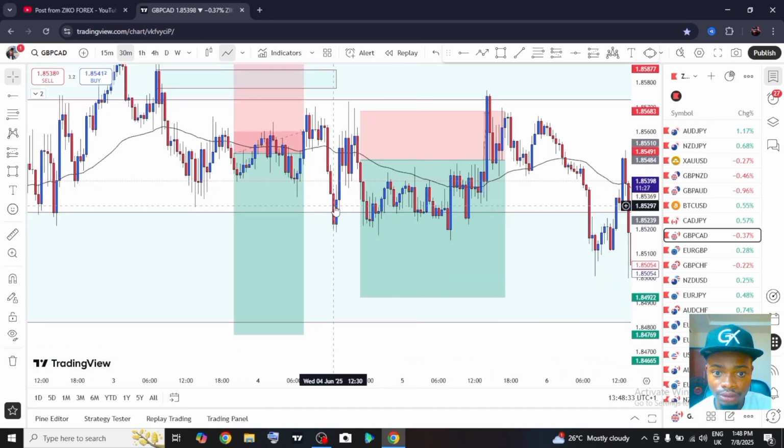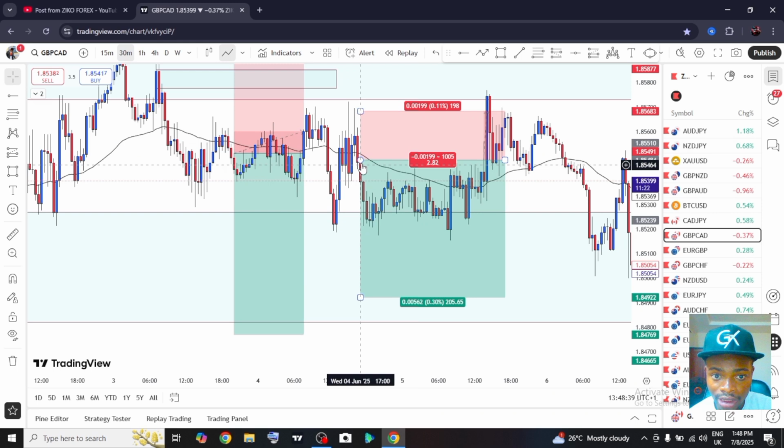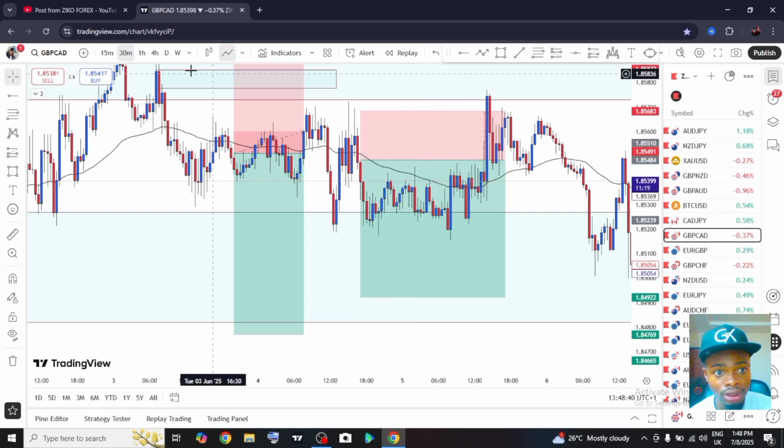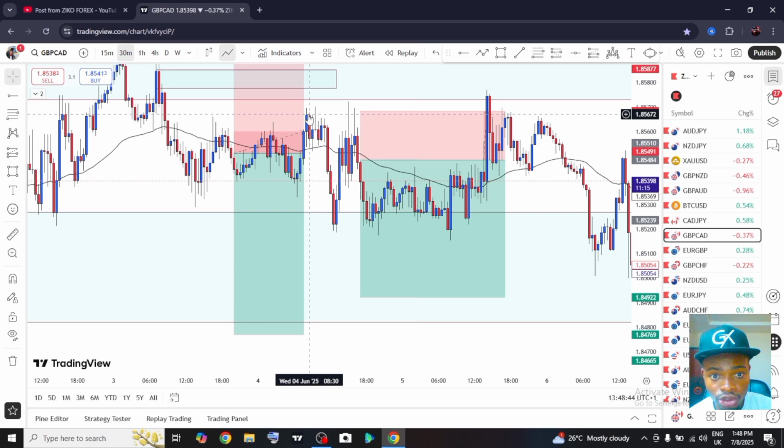The break, the retest, and an engulfing. These are also another engulfing. So you enter on the next candle after the engulfing. And now we are on the 30 minutes time frame, as you can see. So we know we are supposed to put our stop loss above this high right here. That's what we know.